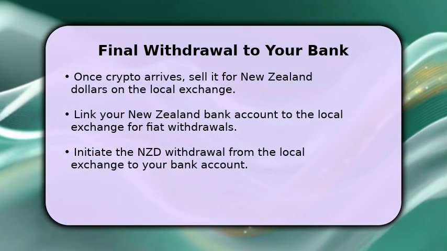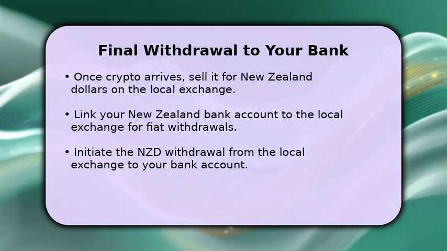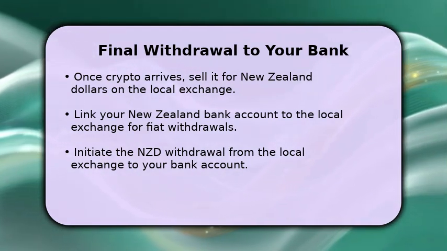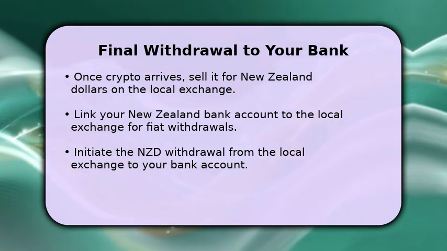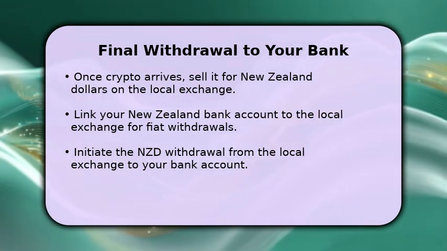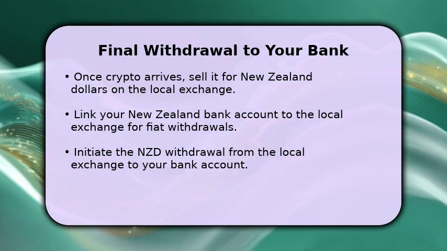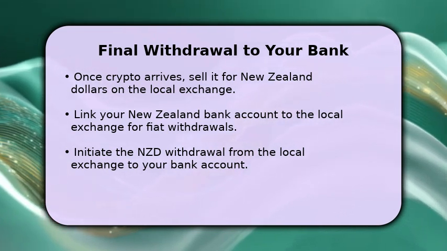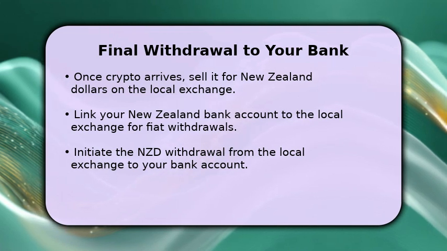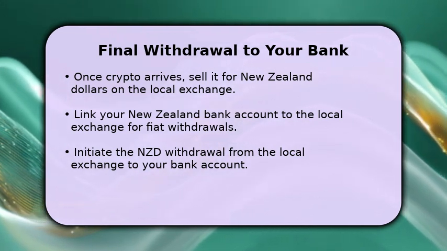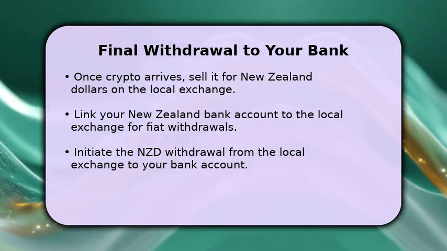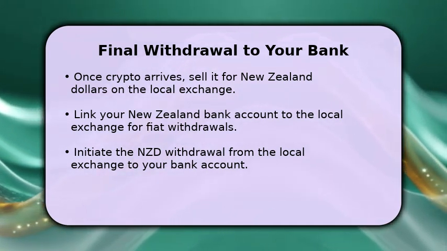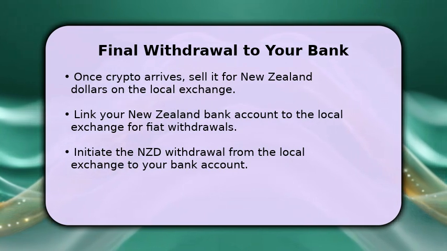After your cryptocurrency arrives at the local New Zealand exchange, you can sell it for New Zealand dollars. Then, link your New Zealand bank account to this exchange, a process typically involving verification. Once linked, initiate the fiat withdrawal of your NZD directly to your bank account. Be mindful that processing times can range from a few hours to several business days, and the local exchange may apply its own withdrawal fees.